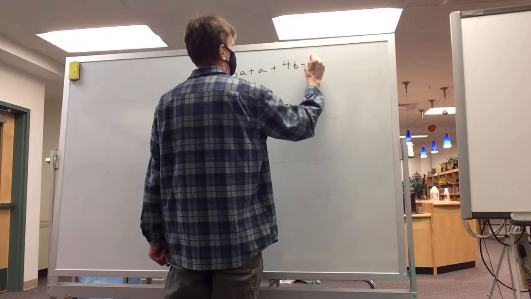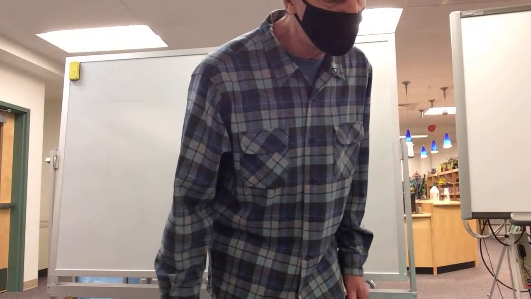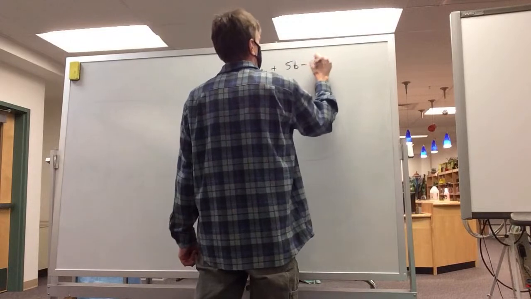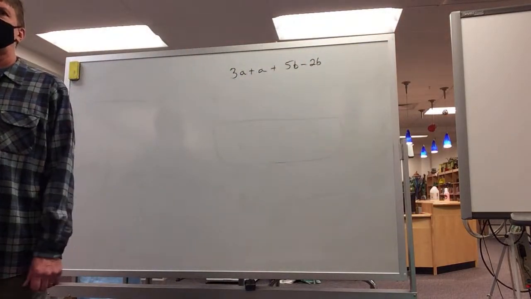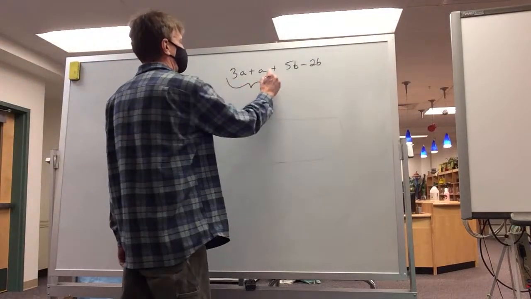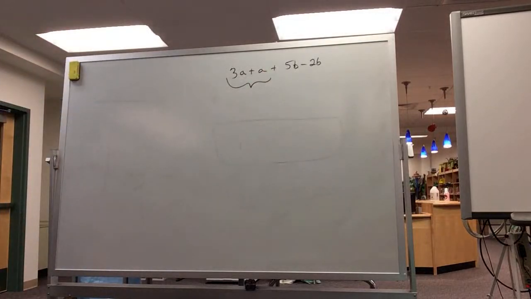4b minus, no. 5 minus 2. You want me to do that one? Okay. Those two values are being multiplied by a. Both of them are. We don't know what a is. But we can assume that b and a are different numbers because we used different variables.